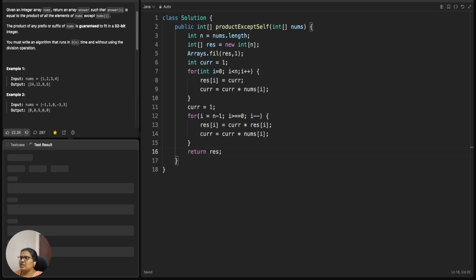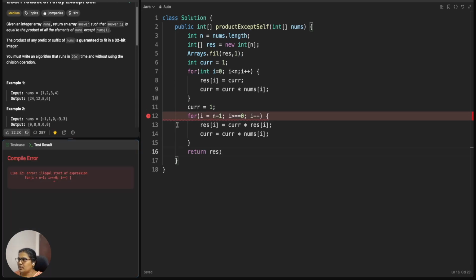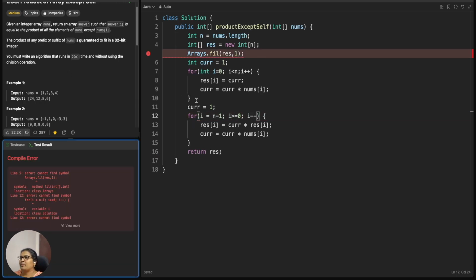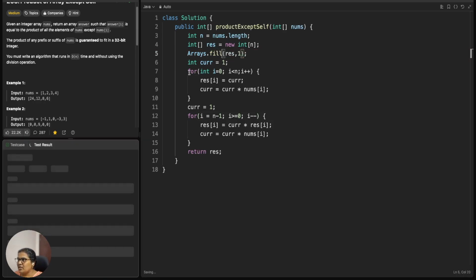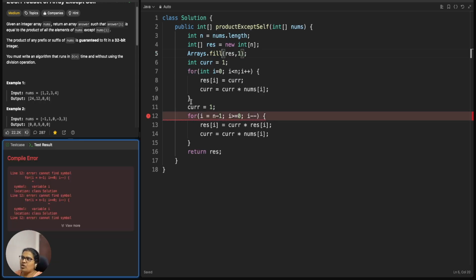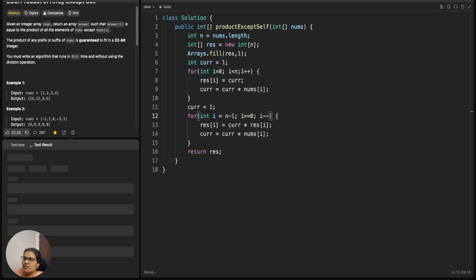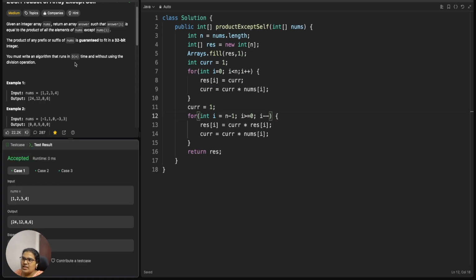Let's run this and see. So what would be the time complexity of this? There were two conditions in the program. It said it should run in order of n time. Here we are running the loop twice, but it's still order of n. So we satisfy that condition.